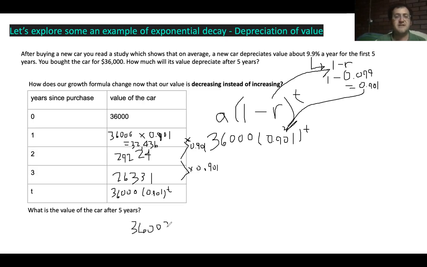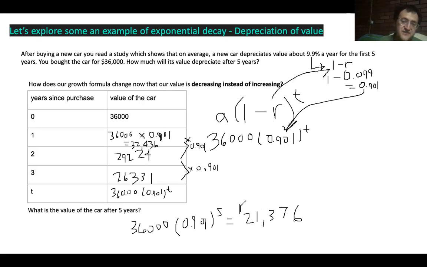And then let's say after 5 years, I could just do 36,000 times 0.901 to the fifth. And if I just enter that into my calculator, whether it be my cell phone calculator or Delta Math, if you have an iPhone, if you want the exponent key, just put your iPhone to the side. So I have that times 36,000. I like to do the exponents first, in the spirit of order of operations. And I'm actually down to 21,376. So the car is practically half its value.